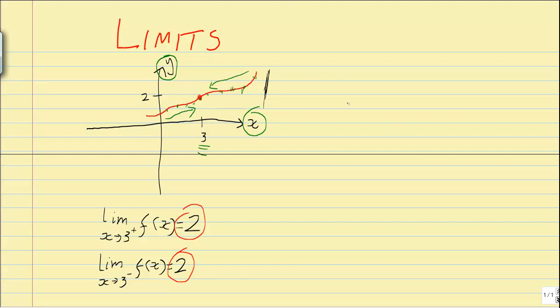Now, you might be thinking to yourself, what type of function is there where a limit doesn't exist? Well, I'll give you a very quick example. You might have a function that comes up to here and then goes off in that direction. So we've got a bit of a split in our function. We call that discontinuous. And we'll say that that's 3, that's 1, and that's 2.